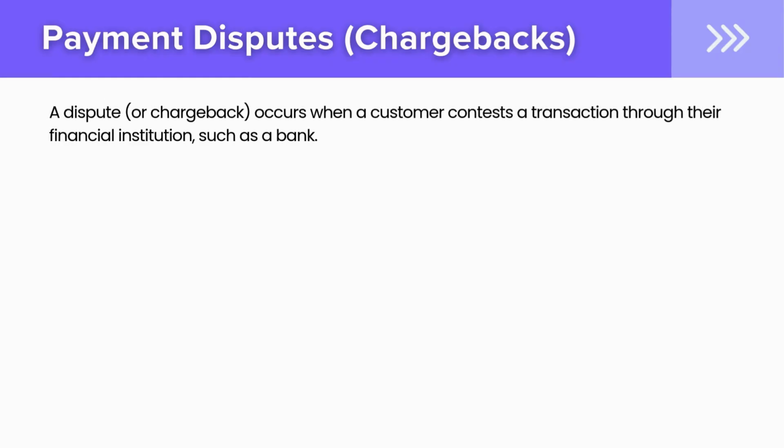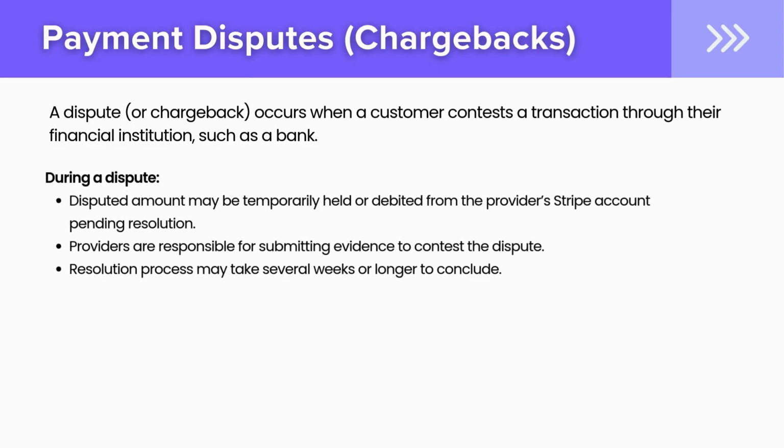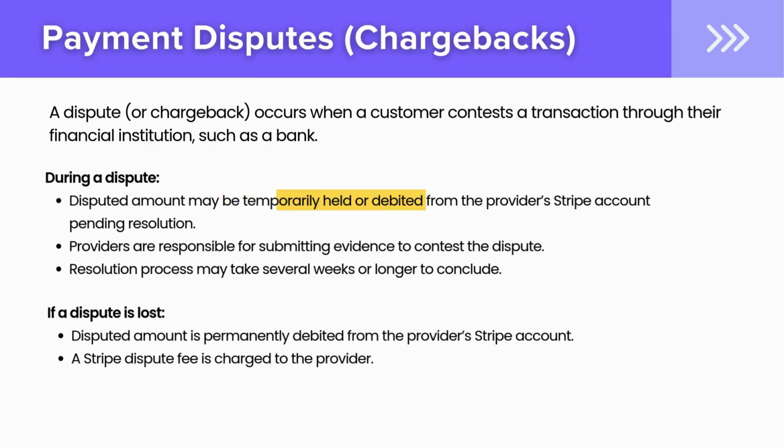A dispute happens when a customer challenges a transaction through an institution like their bank. During the process, the money may be temporarily held or debited from your Stripe account. You may need to submit evidence to contest the dispute, and it can take several weeks to be resolved. If you lose the dispute, the amount is permanently debited along with the Stripe dispute fee from your Stripe account.